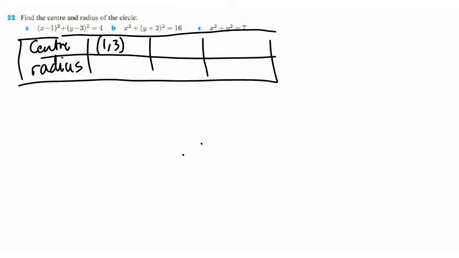So the centre 1 and 3, and the radius the square root of that number on its own. Square root of 4 is 2. The next one, nothing's being subtracted for x, so the x coordinate of the centre must be 0. That's a plus 2, so we must have subtracted negative 2, and the square root of 16 is 4. Finally, just x squared plus y squared, so 0 is the centre, and that looks like a 7, even though I managed to draw over the top of it there. So the radius will be the square root of 7. After question 21, that made 22 pretty easy. Let's move on.